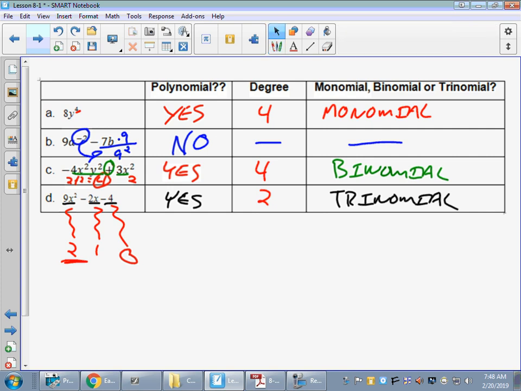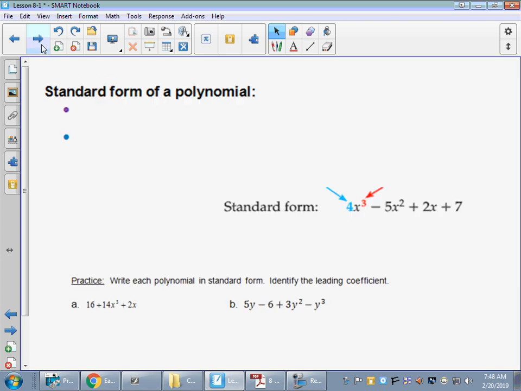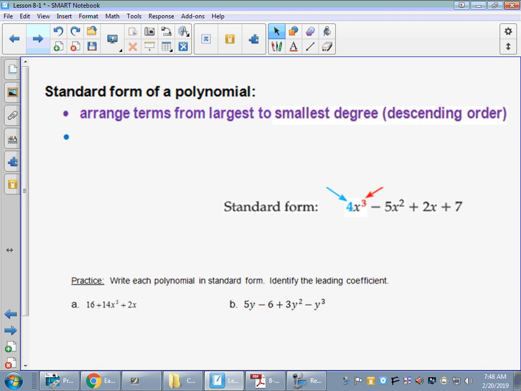Okay? All right. Next up, let's talk about standard form of a polynomial. That way we can actually get into the objective of adding and subtracting them. Okay, a lot of stuff here to cover in this one. So the first thing we want to do, standard form, is when you arrange it in terms from largest to smallest degree. And we used to call this descending order because you take the largest degree and work backwards to the lower one.